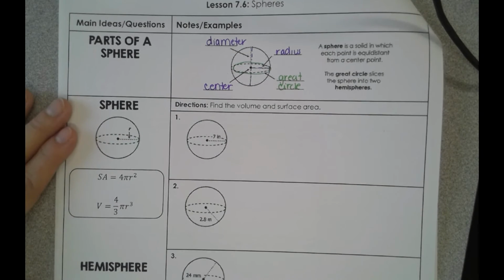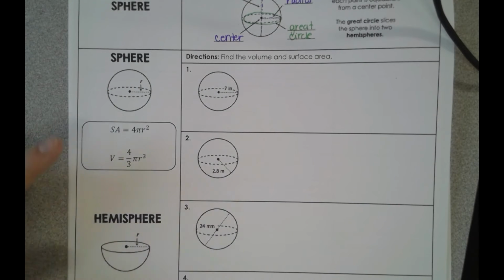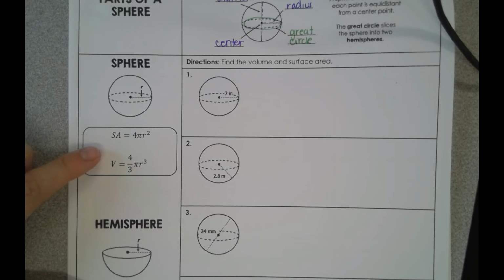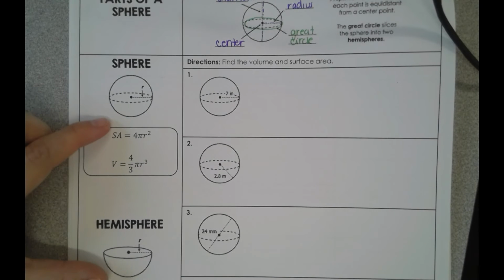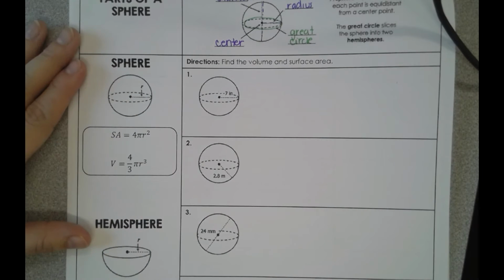Now, a hemisphere is half of the sphere. But now your formulas, it's not exactly half. The volume is, but the surface area isn't half because you have the great circle part that's not included in the sphere's surface area. But you get the formulas anyway. So we're just finding volume and surface area.